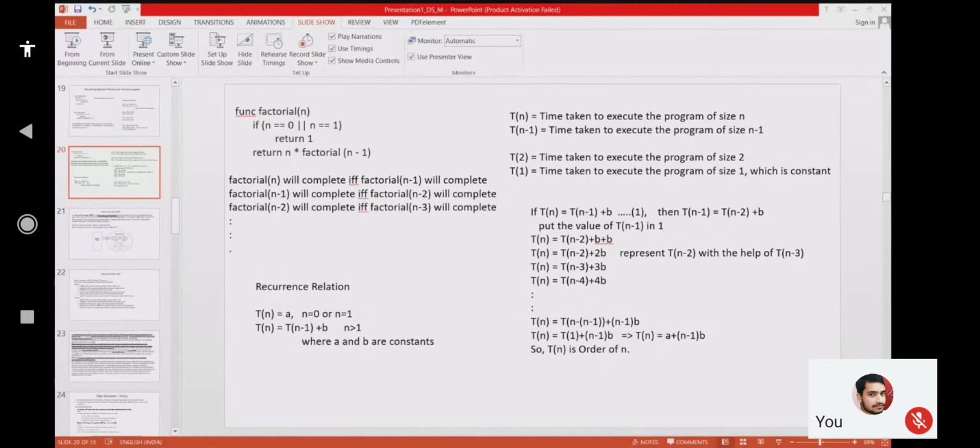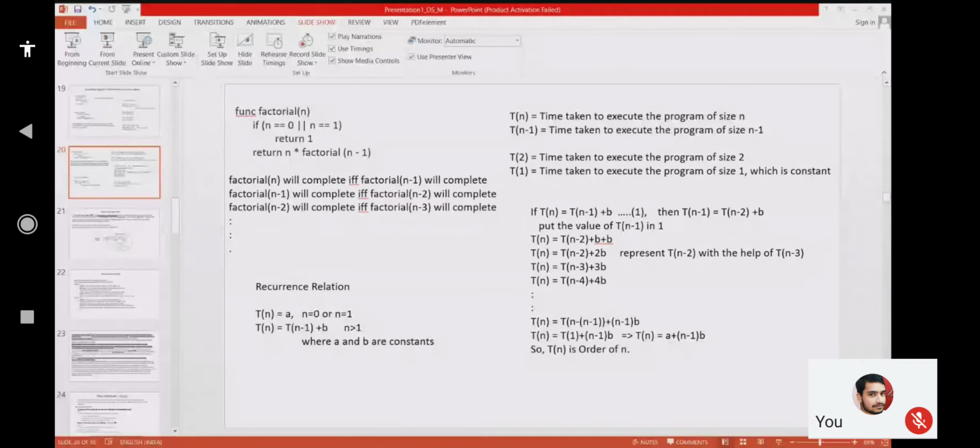When will factorial n complete? If and only if factorial n minus 1 completes. Similarly, factorial n minus 1 will complete if and only if factorial n minus 2 completes. Factorial n minus 2 will complete if and only if factorial n minus 3 completes. Similarly, factorial 2 will complete if and only if factorial 1 completes. So factorial 1 means what? It's a base condition. So the corresponding recurrence relation, once again I am saying, T of n.